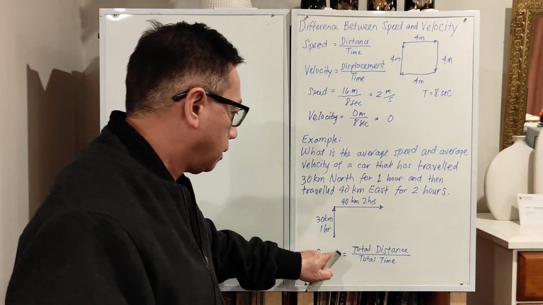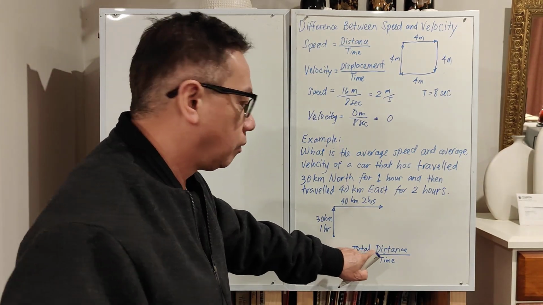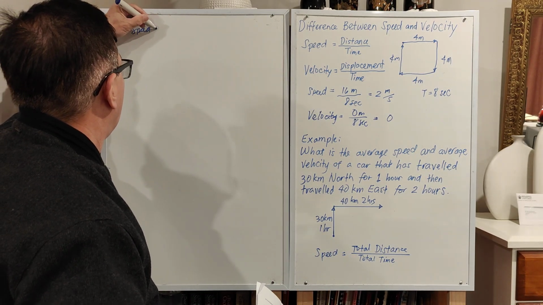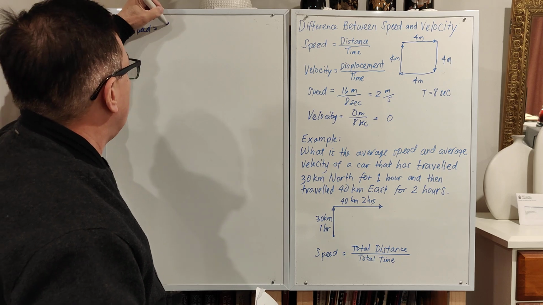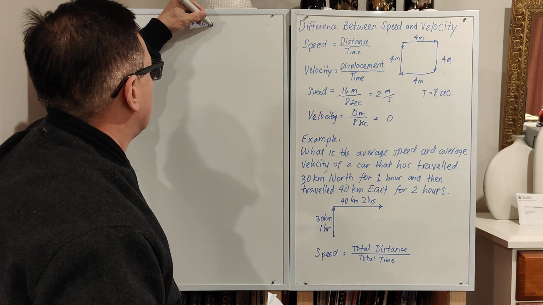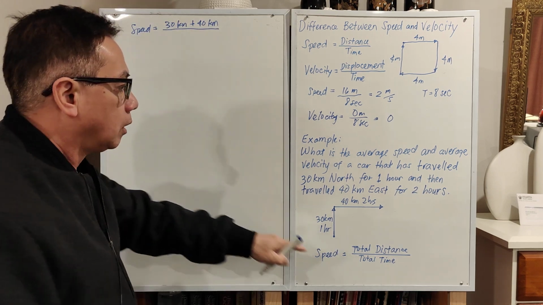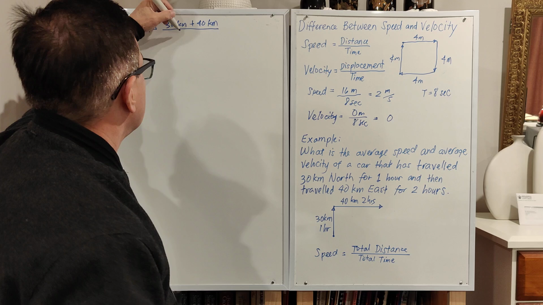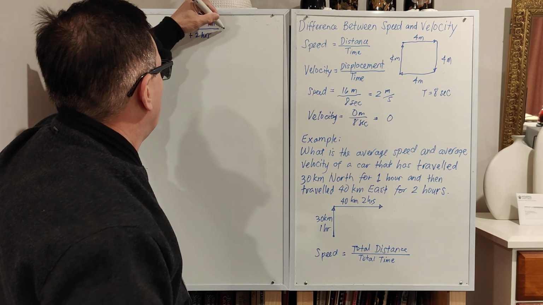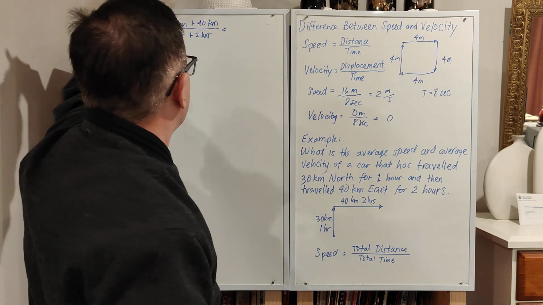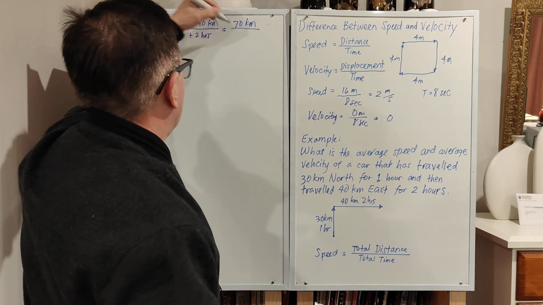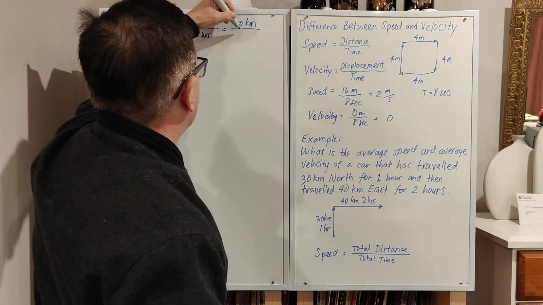So to compute the speed, we need to add the total distance. 30 kilometers plus 40 kilometers. The total time is 1 hour plus 2 hours. So the total distance is 70 kilometers. The total time is 3 hours.